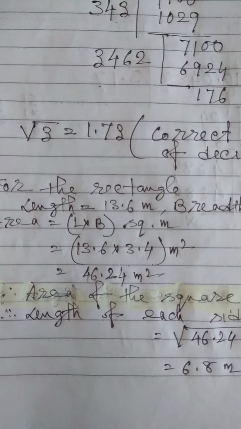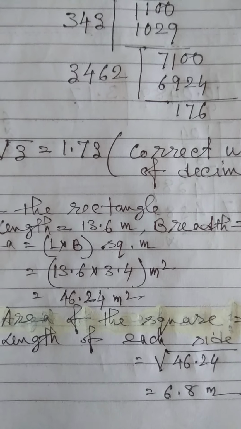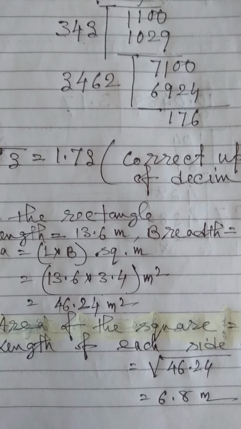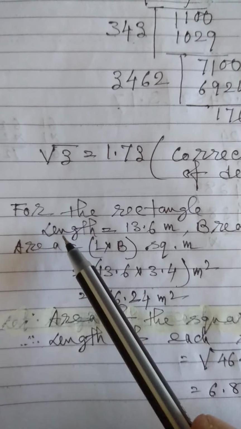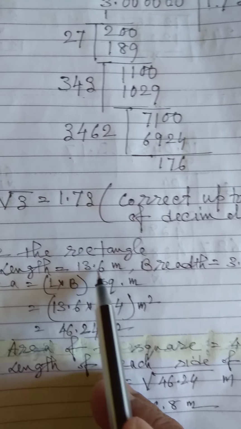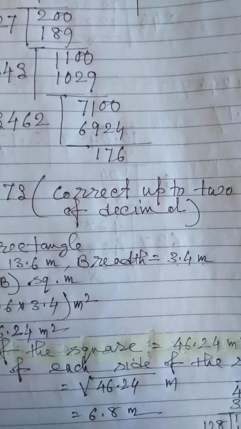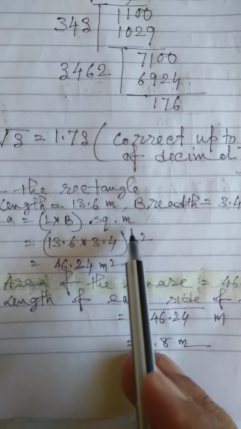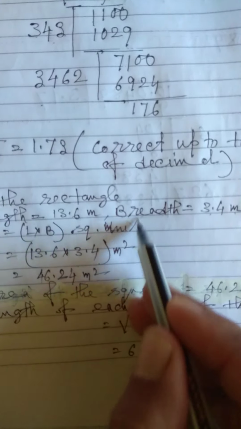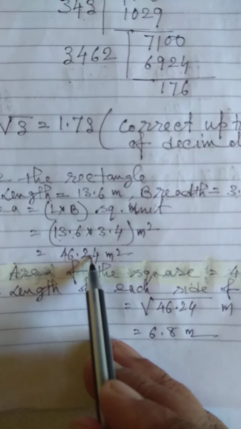Next, question number 12. Find the length of each side of a square whose area is equal to the area of a rectangle of length 13.6 meter and breadth 3.4 meter. So for the rectangle, length equals 13.6 meter and breadth equals 3.4 meter. So area of the rectangle is length into breadth, square meter or square unit. So 13.6 into 3.4 meter square equals 46.24 meter square.